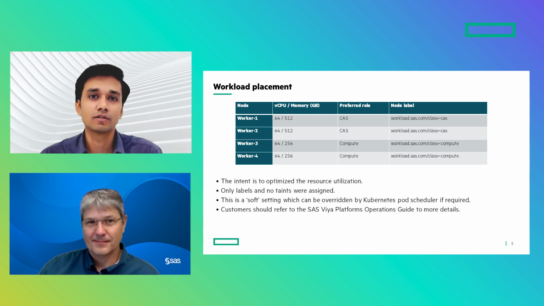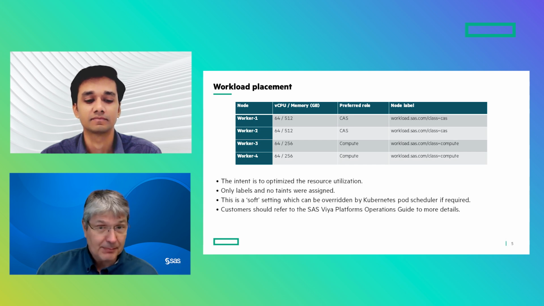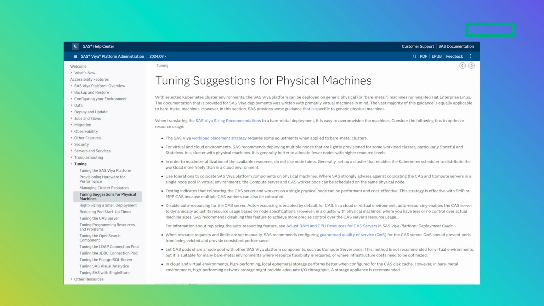And would this workload placement vary based on customers' usage and their scenarios, or what's the guideline there? Yeah, that's true. That's actually a crucial step in deciding how SAS Viya is going to be utilized on the underlying hardware. And I would still say that customers should always refer to our official documentation, to the platform operations guide, and they should carefully adopt the deployment recommendations they find in there according to their requirements.